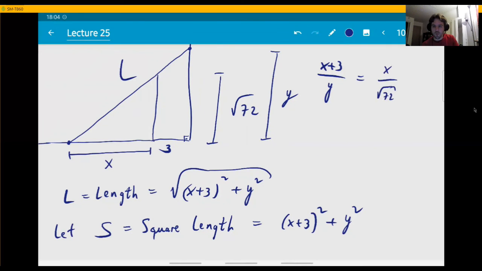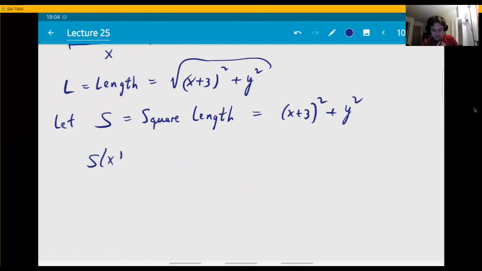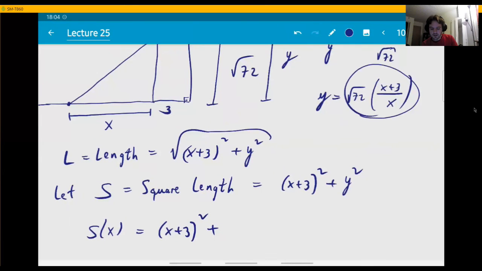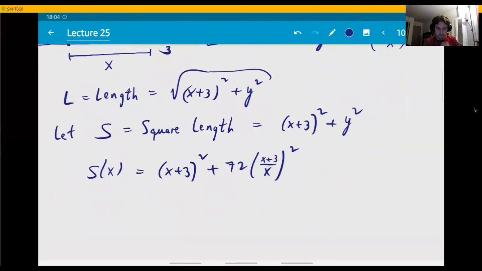This is going to allow you to write y as a function of x. Y is equal to root 72 times x plus 3 over x. So you go back here and you write s as a function of just x now. I'm going to write y squared. So take the square of this expression, 72 times x plus 3 over x, squared. This is the function that we are dealing with.